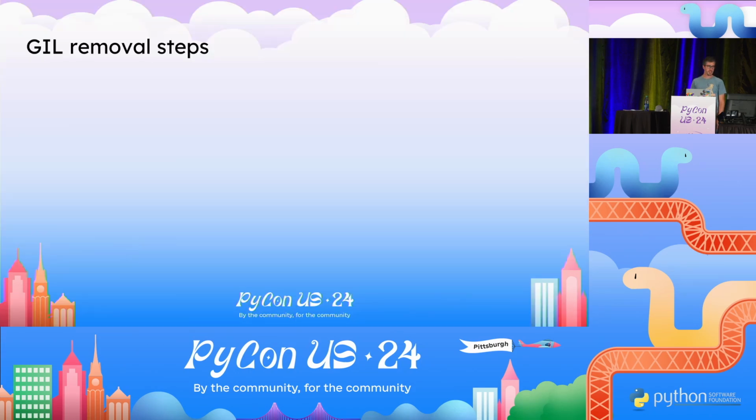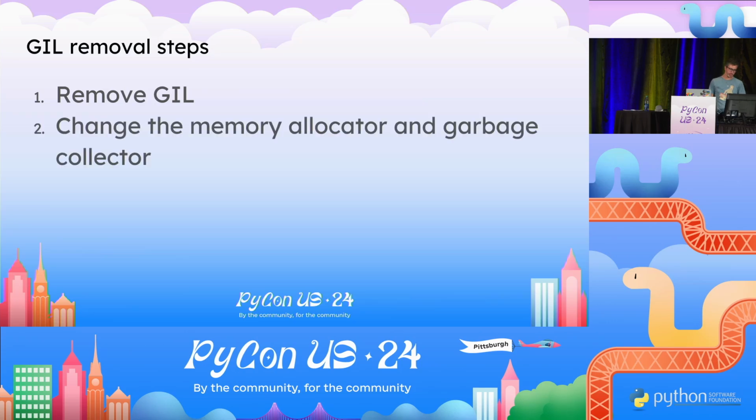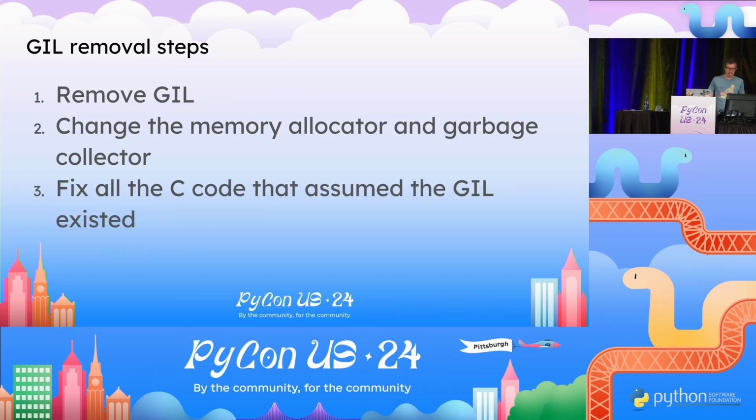Okay, so the steps it's taken to remove the GIL are really quite straightforward, and I'm not sure why it's taken so long to do so. Step one is remove the GIL. Step 2 was to change the memory allocator and the garbage collector, which is still a work in progress. And there's a number of changes which are happening on both sides of this. And then step 3, which is the last sort of simple step, is to fix all the C code that assumed that the GIL existed and is essentially not thread safe. We're here.